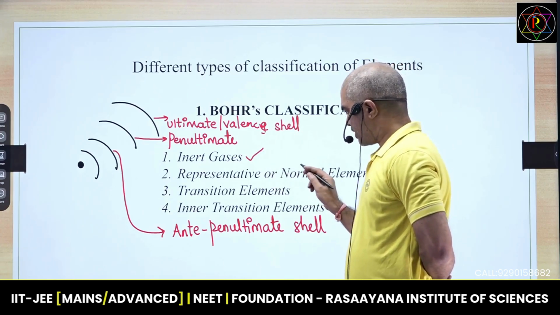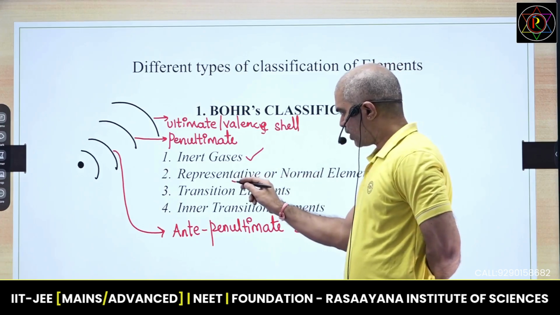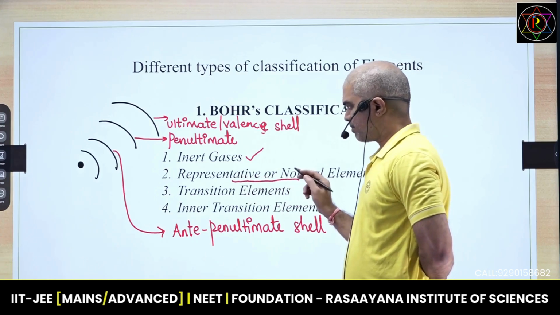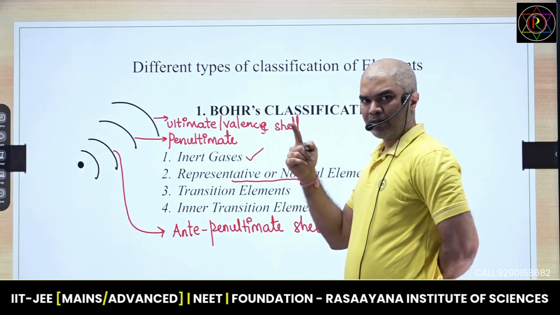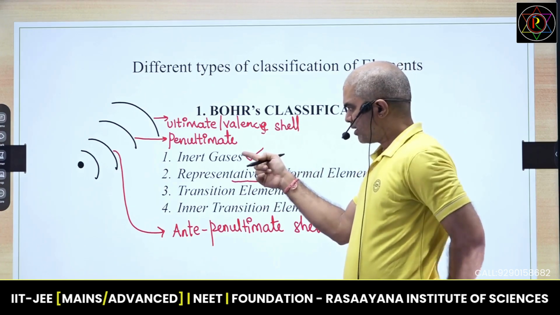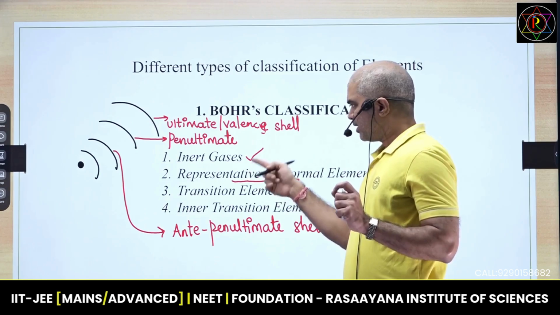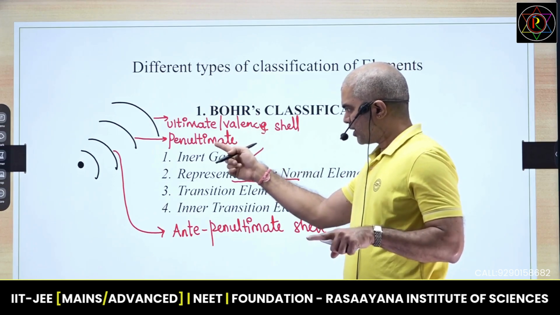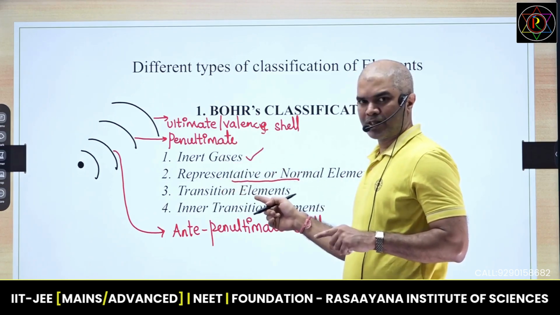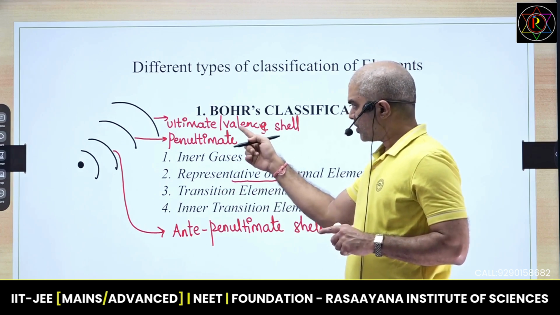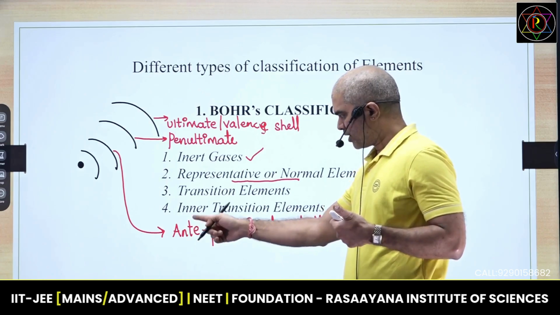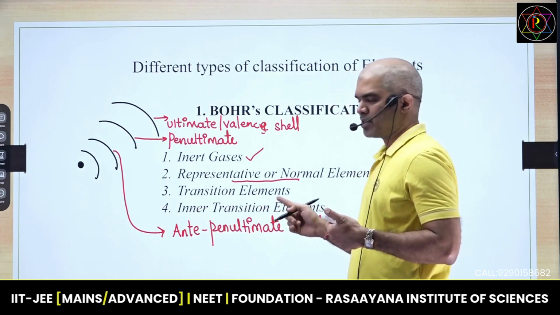If the valence shell is incomplete, they fall under representative elements. Valence shell, if it is complete, inert gases. If the valence shell is incomplete, representative elements. If the valence shell and penultimate shell are incomplete, we call them transition elements. If the valence shell, penultimate and anti-penultimate shell are incomplete, we call it inner transition elements.